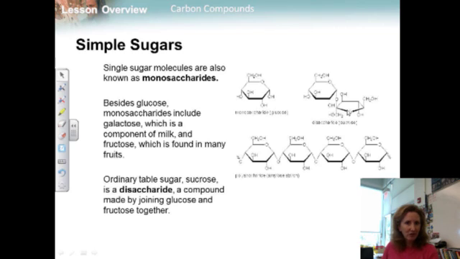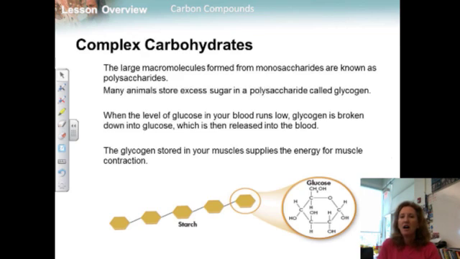Disaccharides are double sugars. Di means two, right? Consisting of two monosaccharides joined together by a covalent bond. Here is an example of that. Carbohydrates also include macromolecules called polysaccharides, polymers composed of many sugar building blocks. You can see them right there.